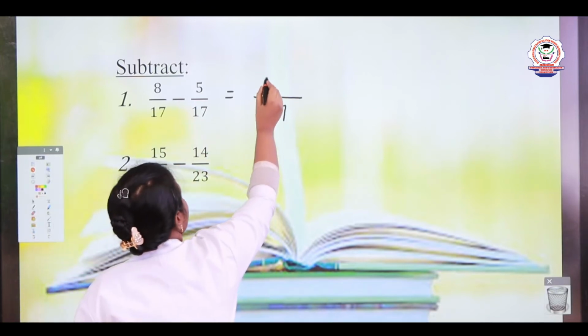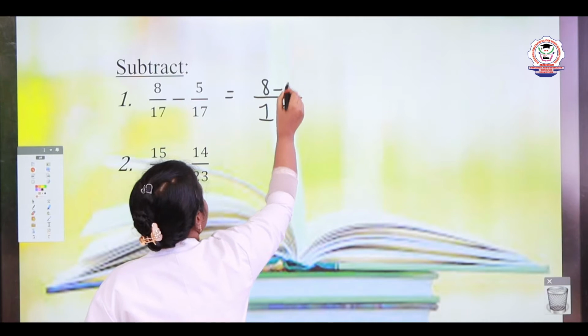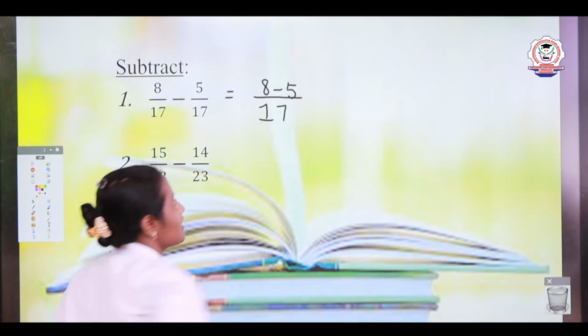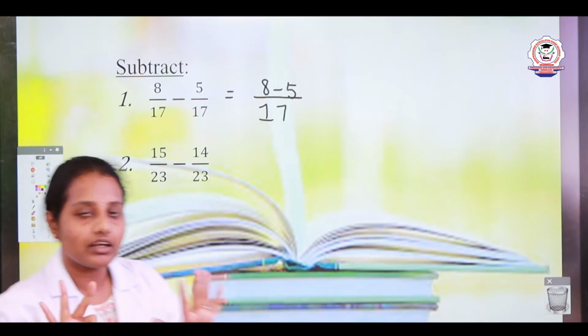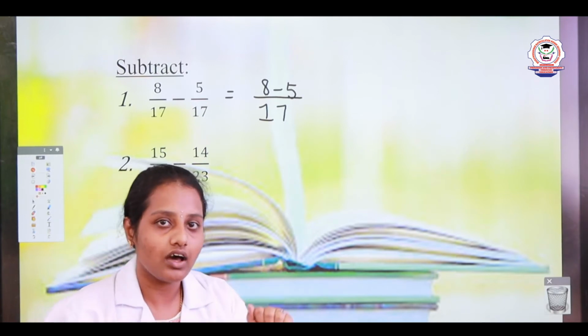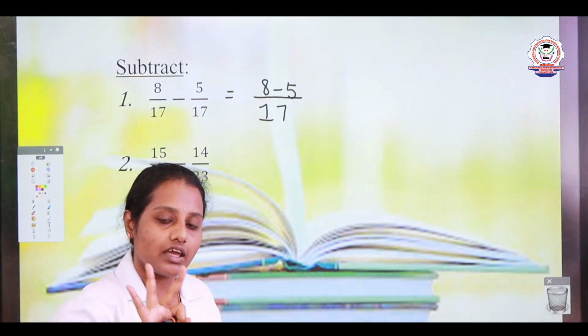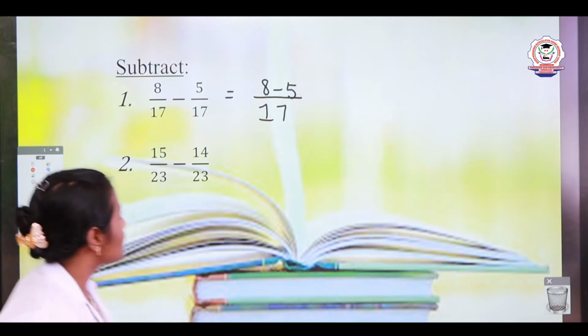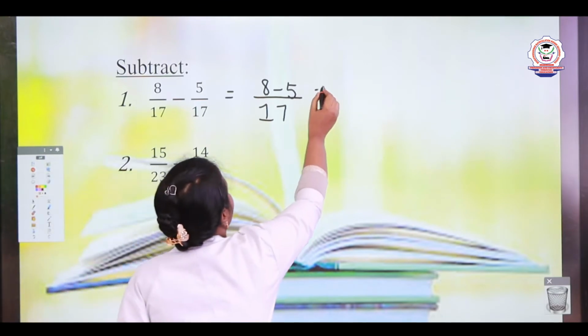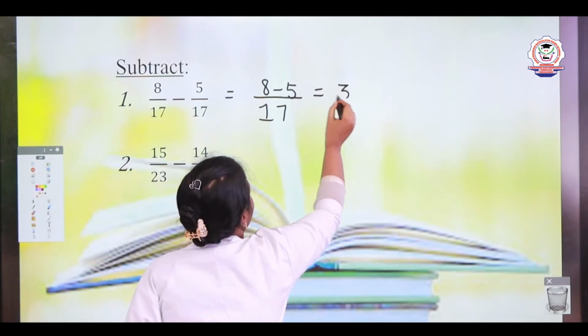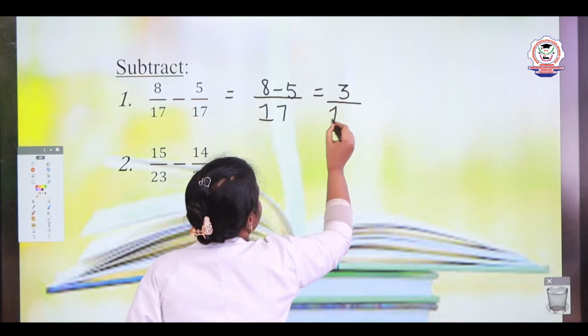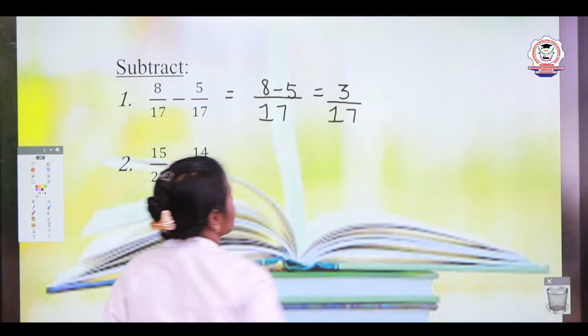See the numerators, 8 minus 5. Yes, my dears, we keep 8 fingers and ignore 5 fingers. What will be the remaining? 1, 2 and 3. So the remaining will be 3. So the answer is 3 by 17, with the common denominator.